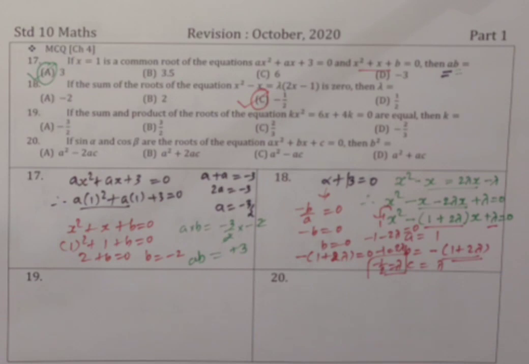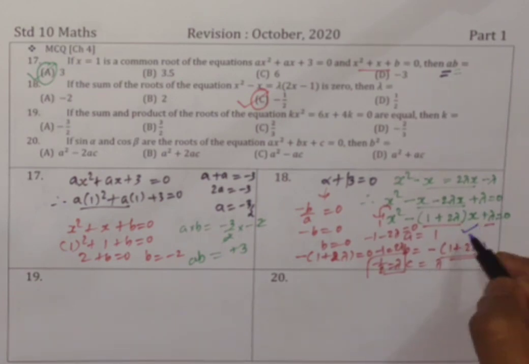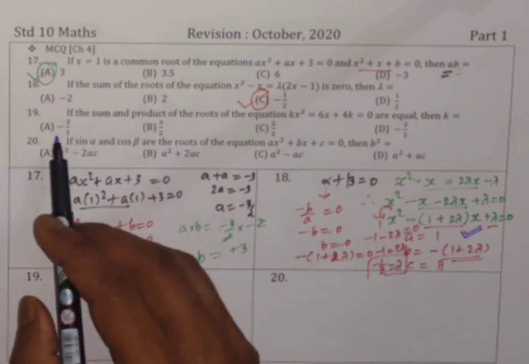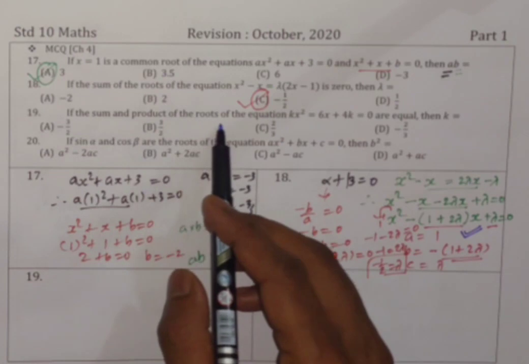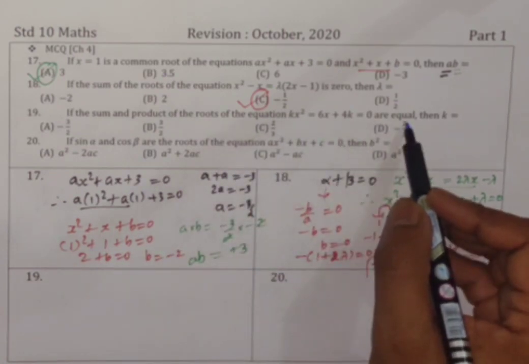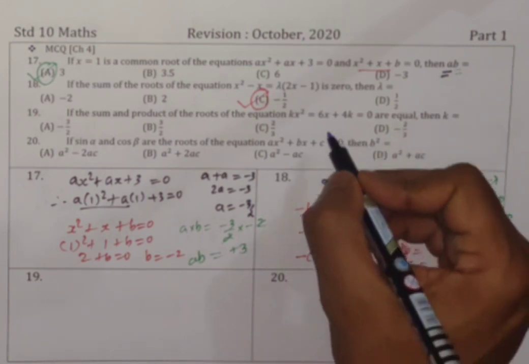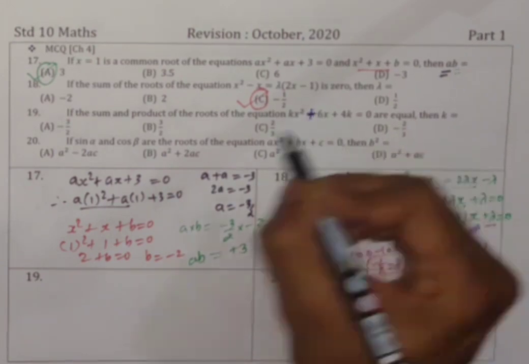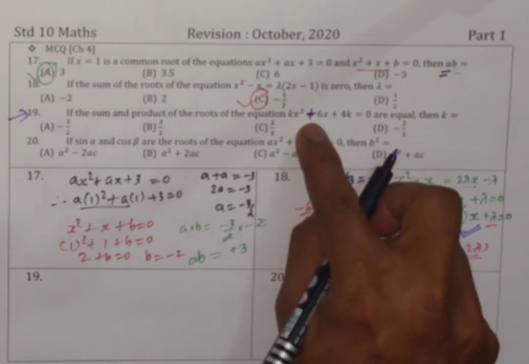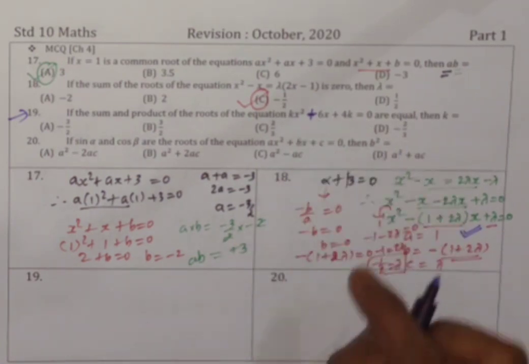Children, do you remember? You can work directly here also, but you must make this equation in standard form. Now moving on to the next one, and that is number 19. If the sum and product of the roots of the equation this are equal. Children, once again there is a mistake here. This is plus, so in 19 also there is a mistake. Where there is plus, equal to has come.